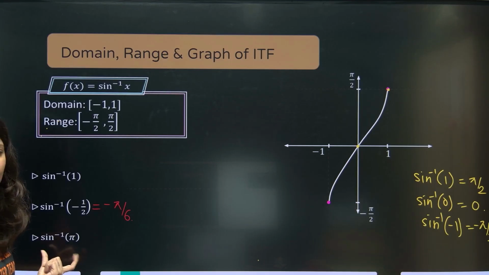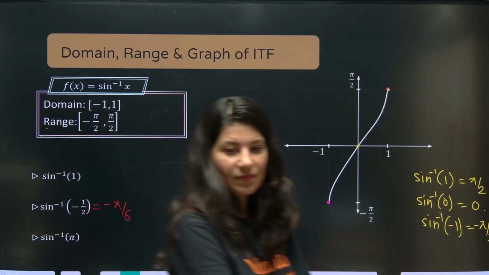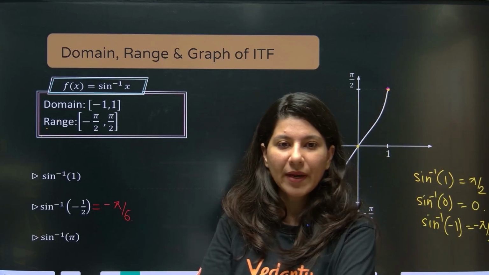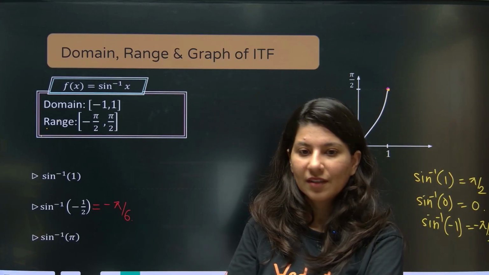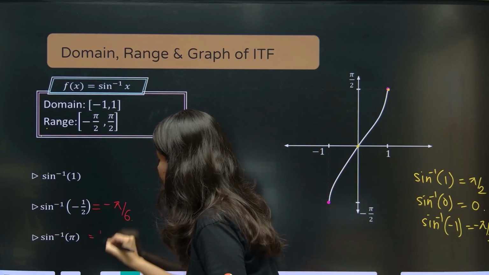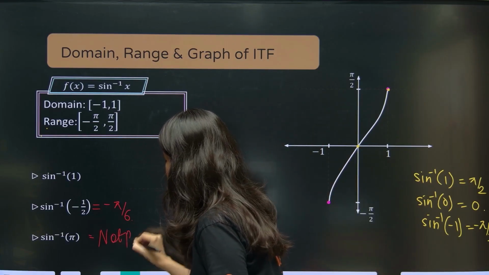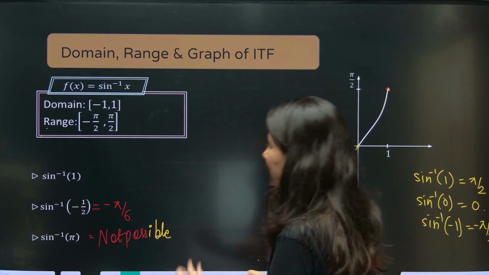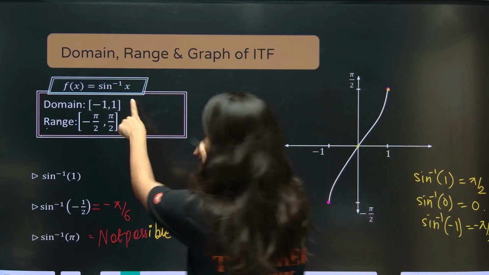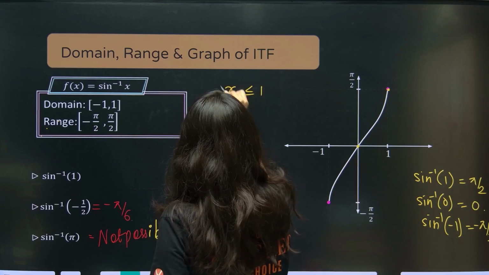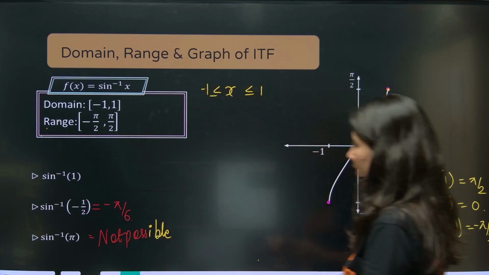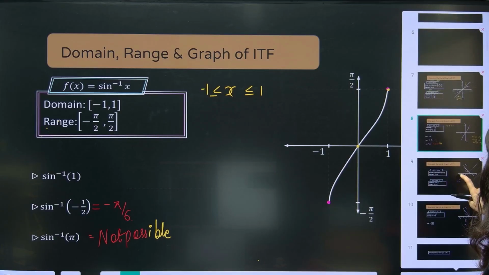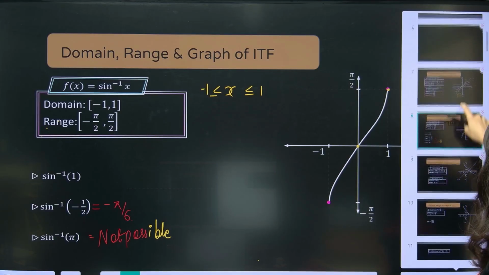What about sin inverse minus pi? Not possible. Absolutely. Because you know what? For sin inverse, the domain x should be lying between 1 and minus 1. Right? Then only we'll consider. Okay. Now similar thing, we'll talk about cos inverse, or we'll do one problem.